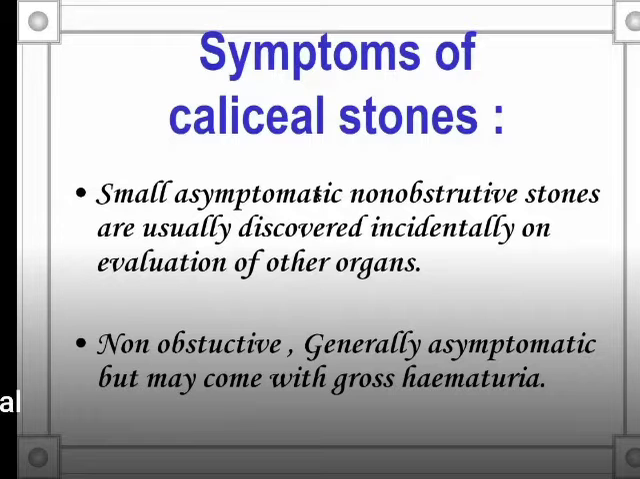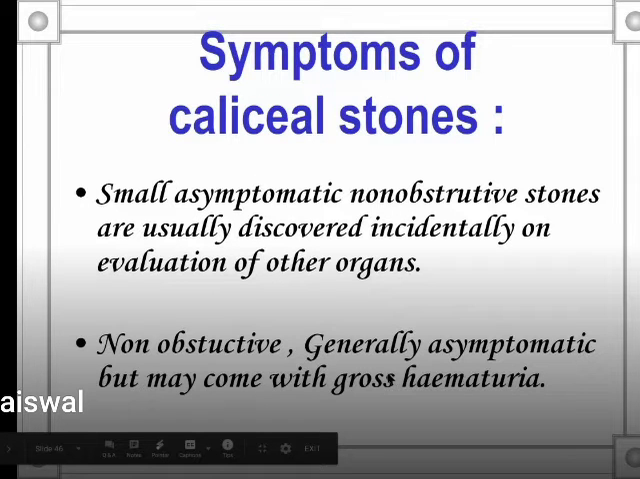Any urolithiasis may be accidentally discovered. So non-obstructive stones are generally asymptomatic, but may come with gross hematuria.